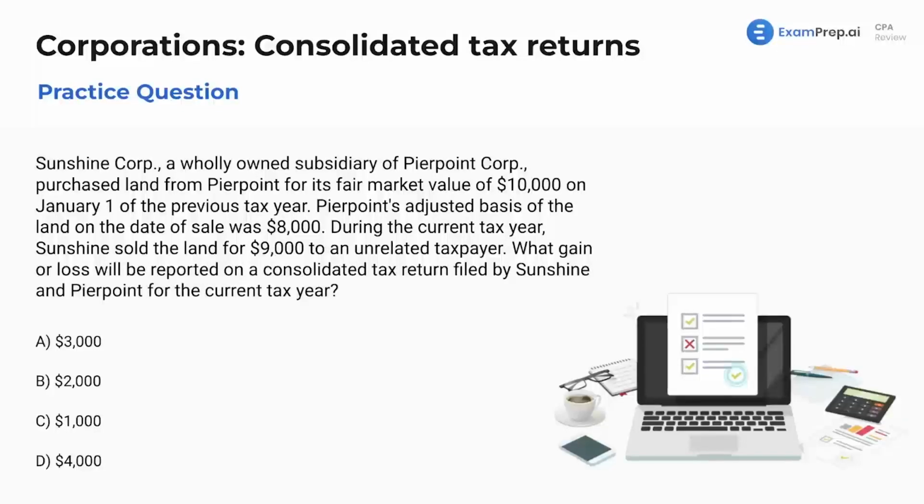Taking a look at our multiple choice questions for consolidated tax returns, I want to read the prompt first since we got a lot of information. What gain or loss will be reported on a consolidated tax return filed by Sunshine and Pierpoint for the current tax year?